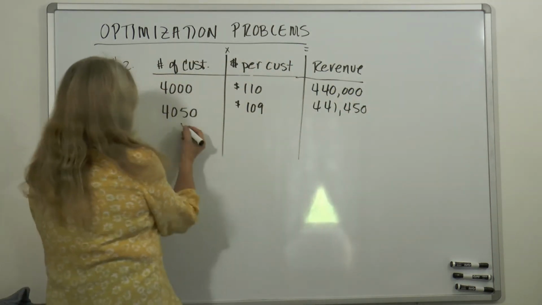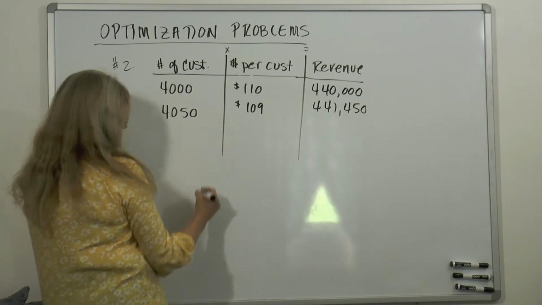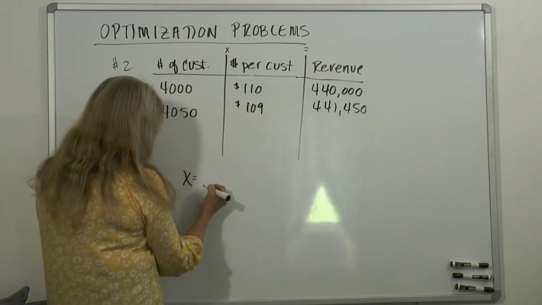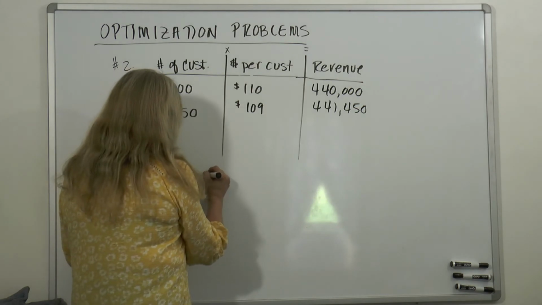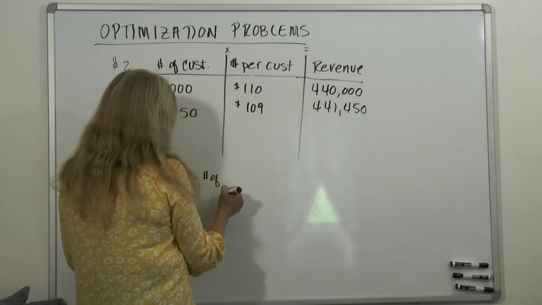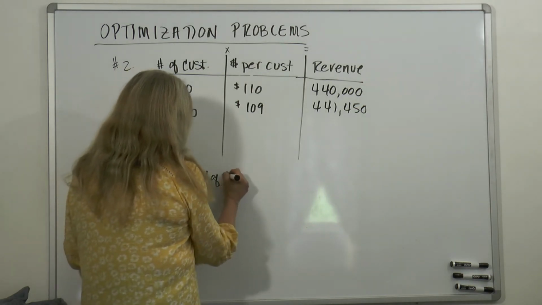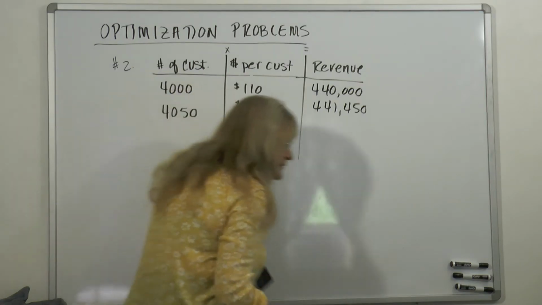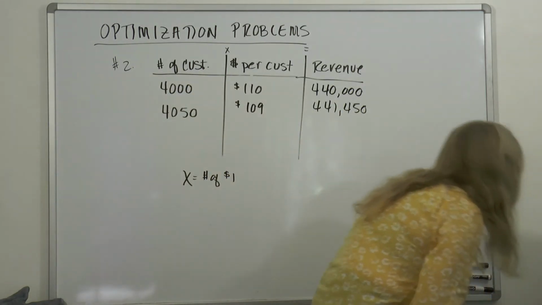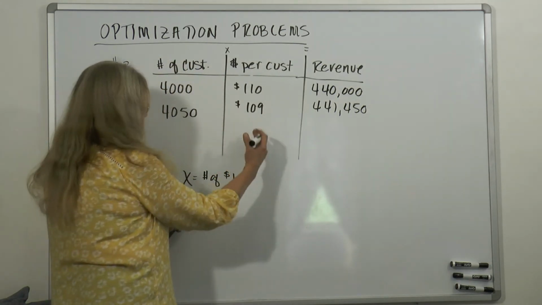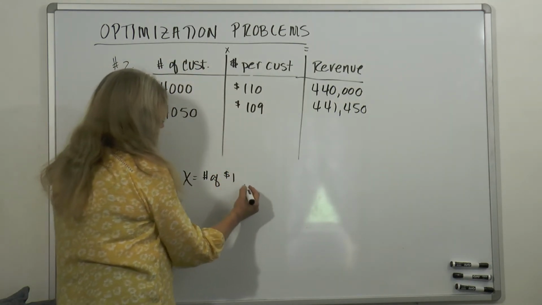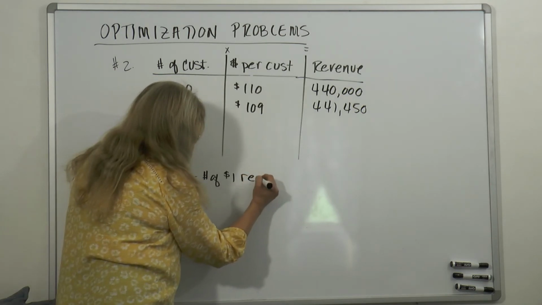Okay, so this one I could, let's determine x is going to equal the number of, because wait, is it asking me? Okay, it's asking me for the price, so I'm going to let my variable be part of the price thing. Okay, so the number of $1 reductions.